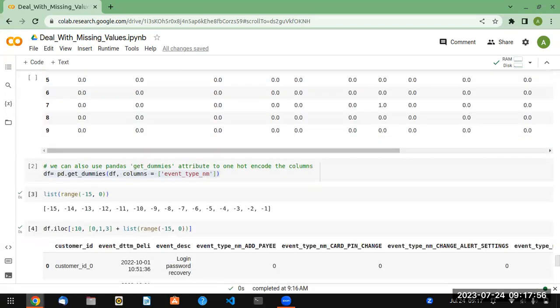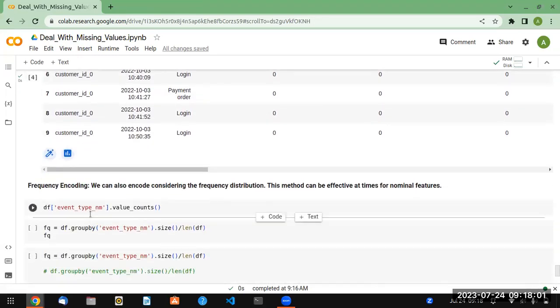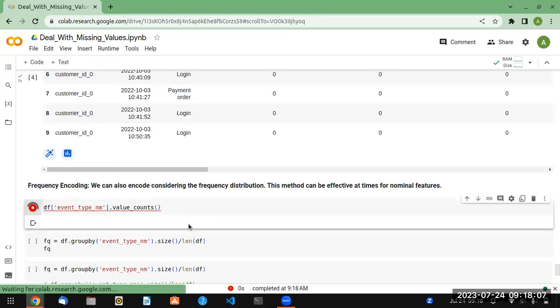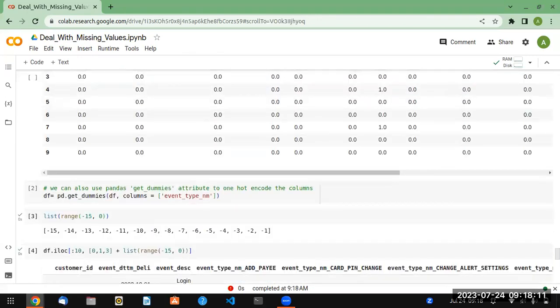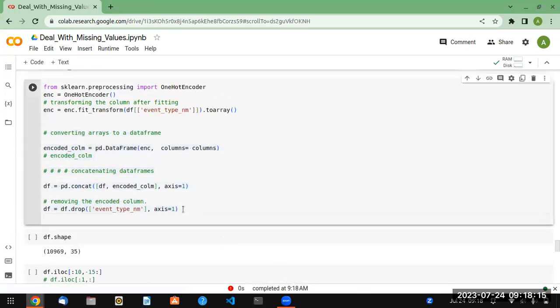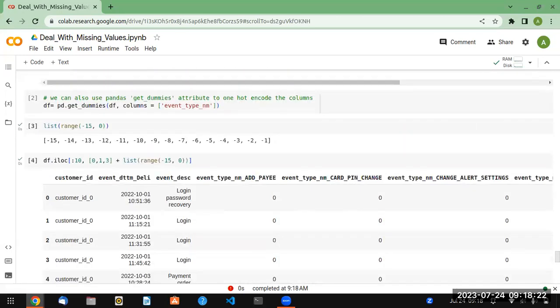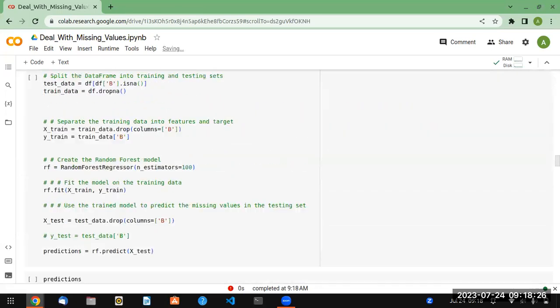Now let's come to frequency encoding. Event type name, I think it will throw an error now because pandas automatically deletes it. If you see the custom code that we wrote, we have to drop this column right after encoding is done. So this is also taken care of by pandas. Automatically it is deleting the column and creating new ones.